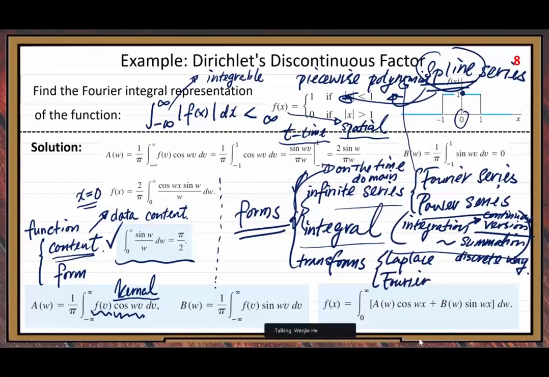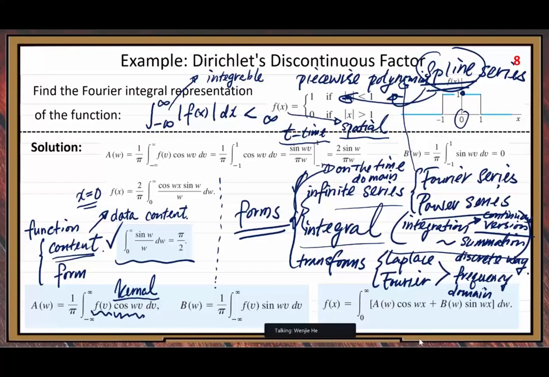And these two transforms are not in the time domain or spatial domain. Laplace works in the S domain, right? Sometimes people call it the frequency domain. You just know it's a different domain. Completely different domain. So you work on a completely different domain. All right. What's the benefit?